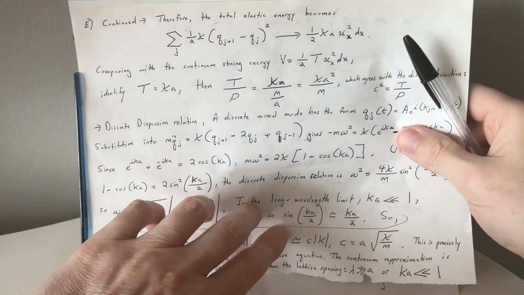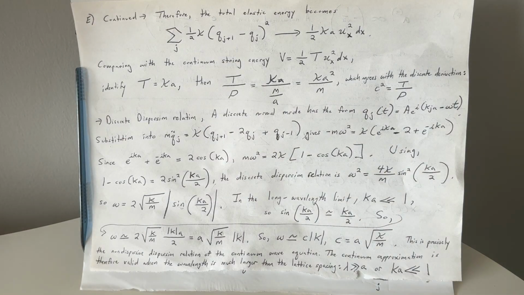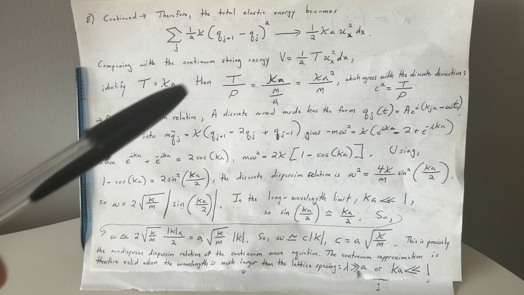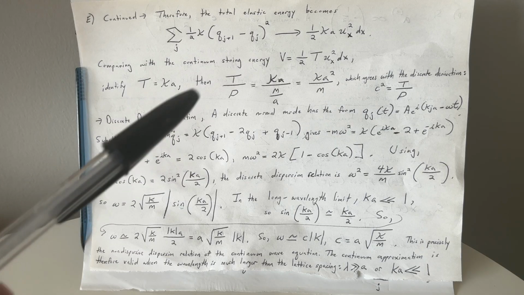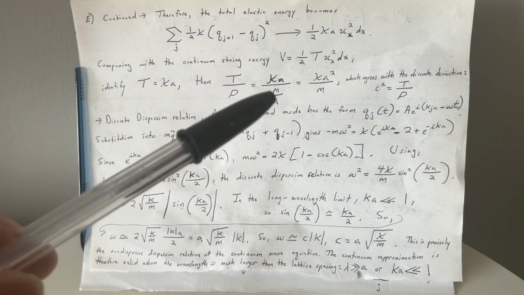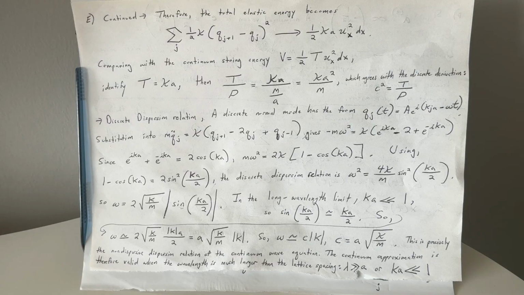So building on this, the total elastic energy becomes the sum over j of 1/2 kappa times the quantity (q_{j+1} minus q_j) squared, which goes to the integral of 1/2 kappa a u_x squared dx. Comparing with the continuum string energy, V equals the integral of 1/2 T u_x squared dx, identify T equals kappa a, and then T over rho equals kappa a over m over a equals kappa a squared over m, which agrees with the discrete derivation, c squared equals T over rho.